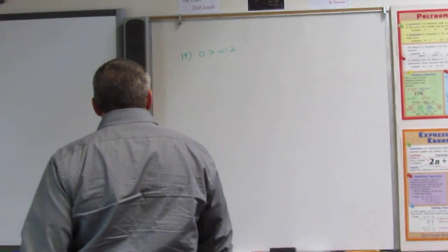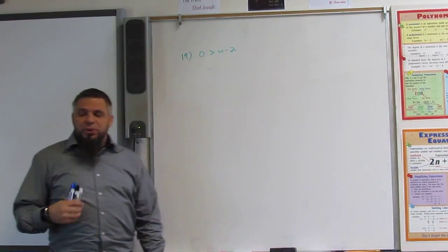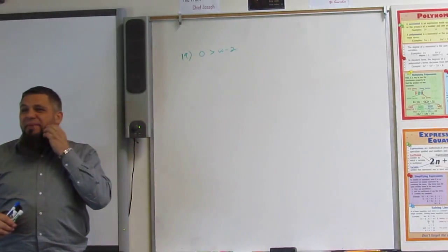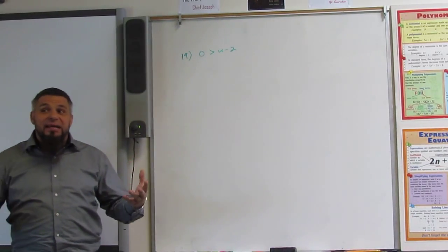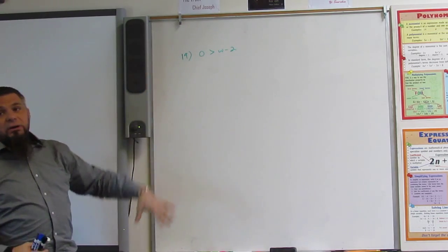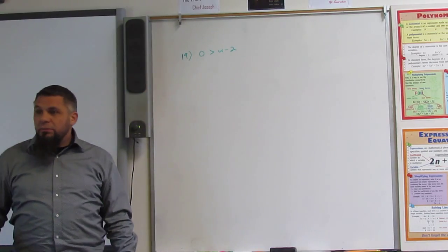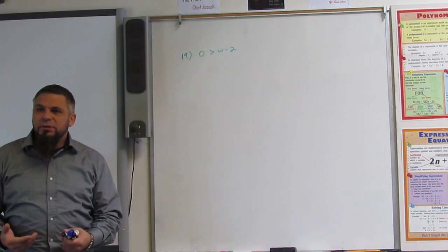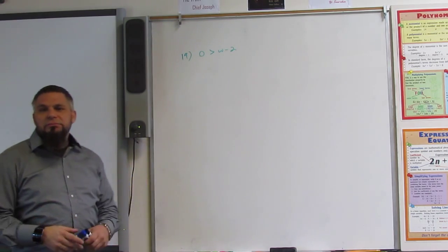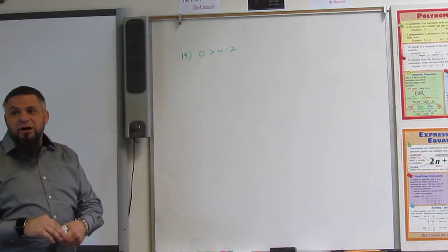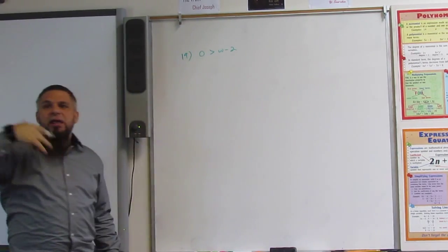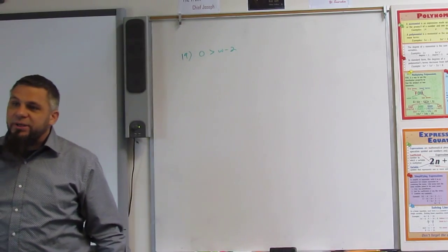Alright, first of all, if I have 0 is greater than w minus 2, then that means that w is less than 0 when you take 2 away from it. Okay? That's expressing it in words. So you could write that down. Or you could solve it. You solve inequalities the same way that you solve equalities.